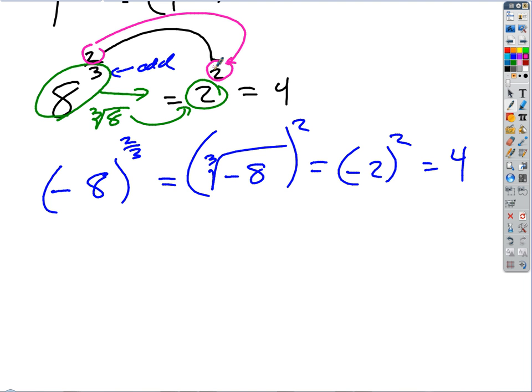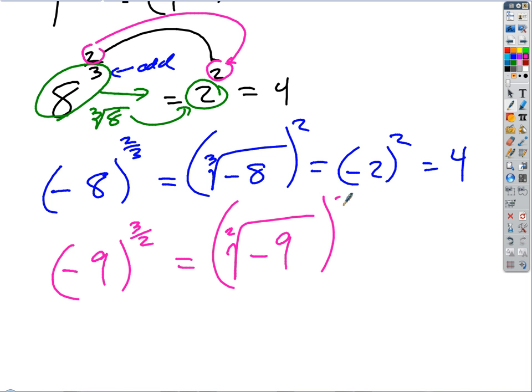Now what about this one? What if I have -9 to the 3/2? Is that okay? No, that's not, is it? Because what that's saying is the square root of -9, cubed, and that's a problem. We can't take the square root or any even root of a negative. So that one's not going to work.